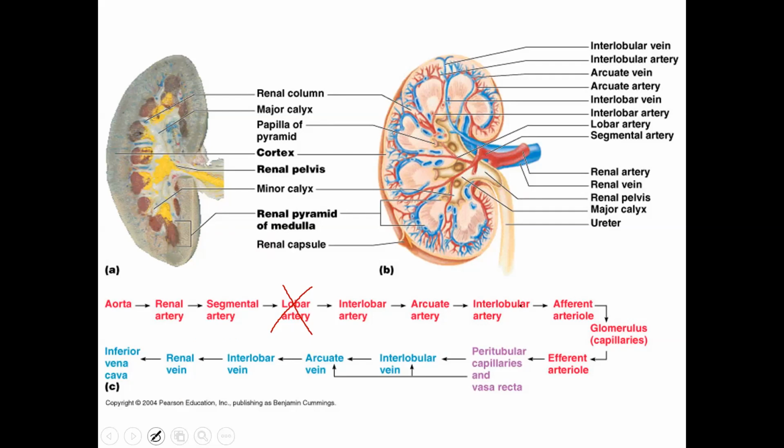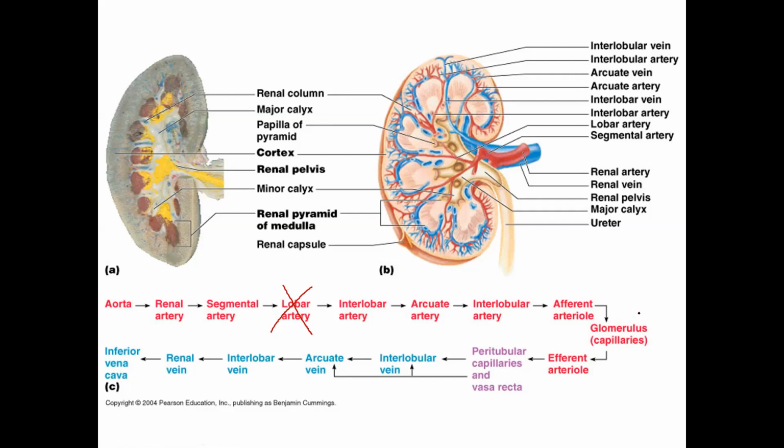So this interlobular artery is also called cortical radiate artery. These are the little arteries branching into the cortex. And then from the cortical radiate artery, it's going to form the smallest artery, called the afferent arteriole. An arteriole is the smallest artery. Afferent is blood going in somewhere. It's the afferent arteriole, and blood coming out is the efferent arteriole.